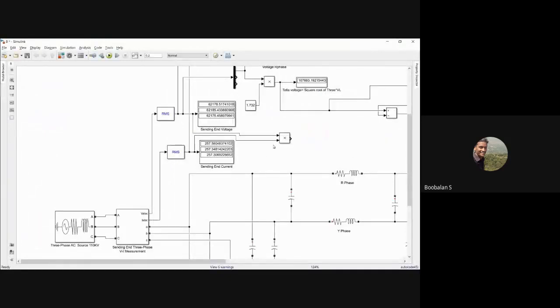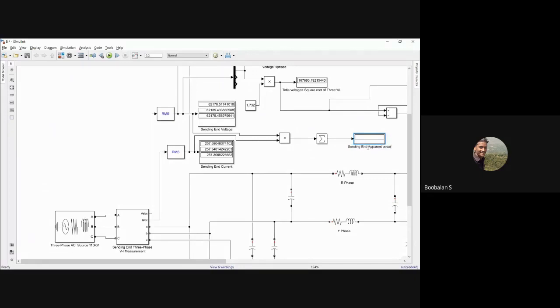So it's now coming, it's the sum of elements. So this one, and we need to have a display. This is my sending end apparent power. Sending end apparent power.